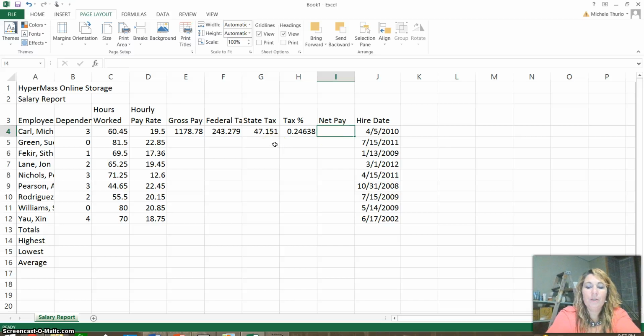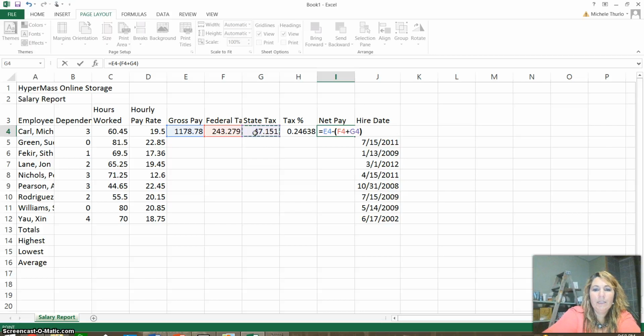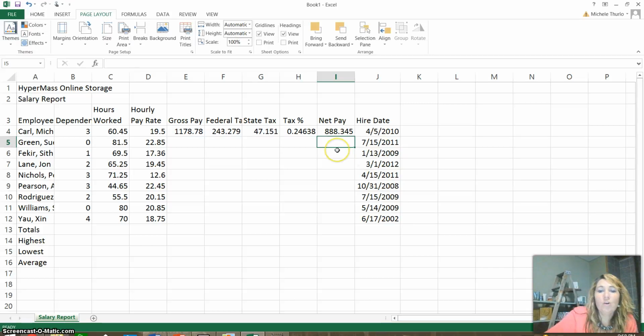So to do this formula, I'm going to start with equal. I'm going to click on my gross pay, and then there's a couple different ways you can write the formula. Probably the most accepted way would be then to do minus parenthesis federal plus state close parenthesis. So I'm going to do my order of operations. I would add my federal and state tax together to find that number, and then I would subtract that from my gross pay, and that's what I'm actually going to get to take home. So it looks like I get to take home $888.345, and it's going to round it differently depending on how wide your column is, but we'll fix all that whenever we do the formatting.